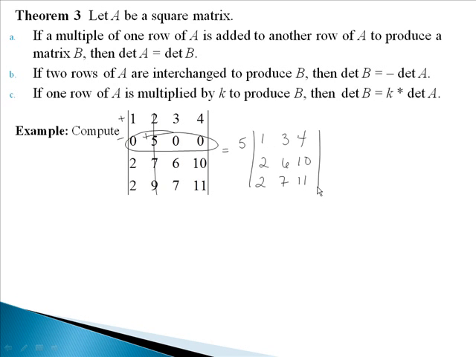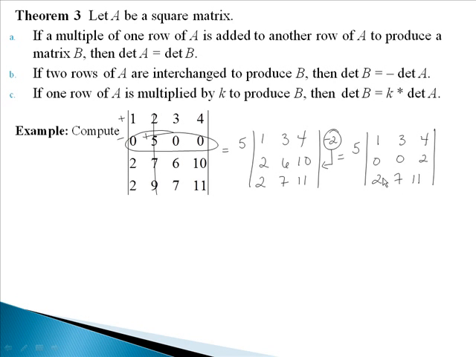And we're going to use the properties we just found in Theorem 3. I want to apply row operations to get this to be a triangular matrix, which makes the determinant a little bit easier to find. I'm going to multiply the first row by negative 2 and add it to the second. What we end up with is still our 5, then 1, 3, 4, 0, 0, 2, 2, 7, 11. And remember that when I multiply by a number and add it to another row, it does not change the determinant.